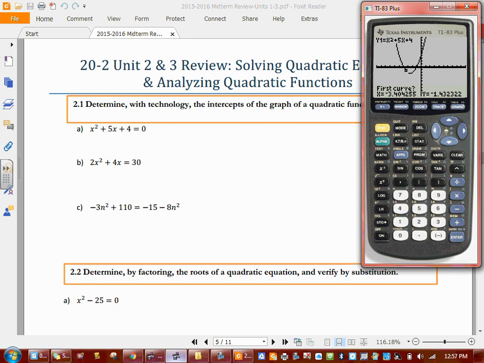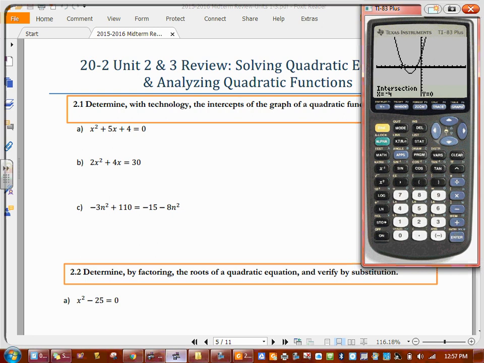So now you can hit enter 3 times. And the intersection is -4. So I know one of my solutions is -4. Okay? So we're going to write one of our solutions down here. We have x equals -4. And we're going to have another solution, x equals another number. From our graph, we can visibly see it's going to be another negative number.